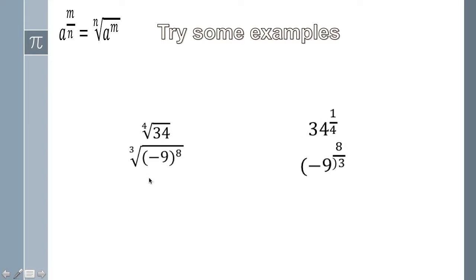And on the bottom here, our cubed root of (negative 9) to the 8, well, this, remember, is just the denominator of our fraction, so here it is. And this exponent here is the numerator. And our negative 9 in brackets stays in brackets. Nothing changes. The sign does not change in this case. The only thing that changes is what the exponent is.